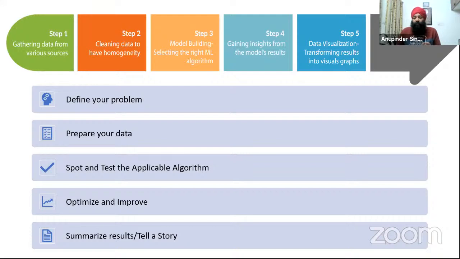Then for image classification, is it nearest neighbor or SVM? Which gives you better accuracy in terms of identifying the instances, right? So these are some of the parameters on which you are trying to work.